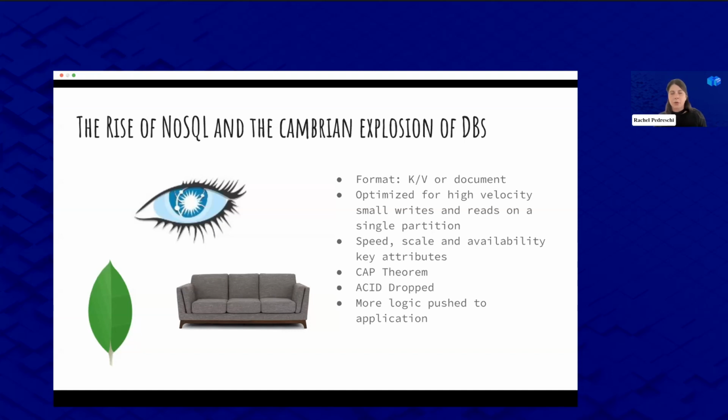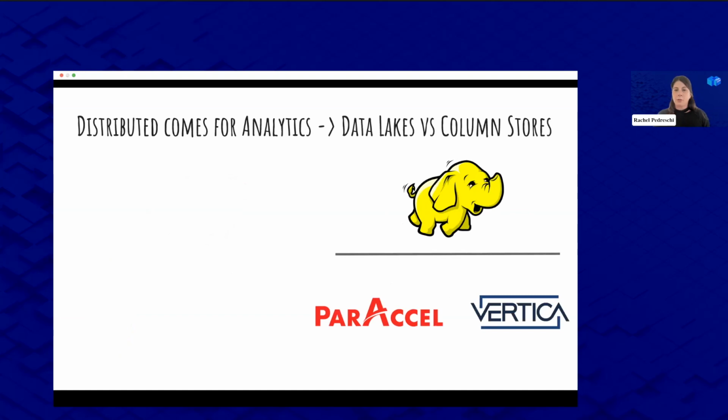The Cambrian explosion basically came out in order to keep OLTP applications scaling. But we're not at an OLTP conference, are we? We're at an analytics conference. So what was happening on this side of the world?